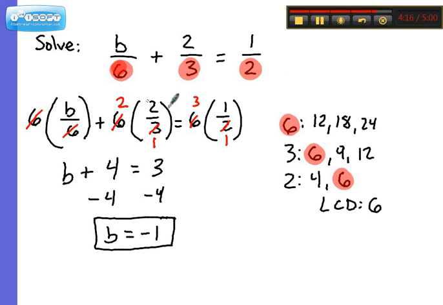So first, the big thing here, find the least common denominator and then multiply it to everything. Multiply it to every single part of the equation and both sides. Then just solve it. So that's solving a two-step equation when you have fractions.